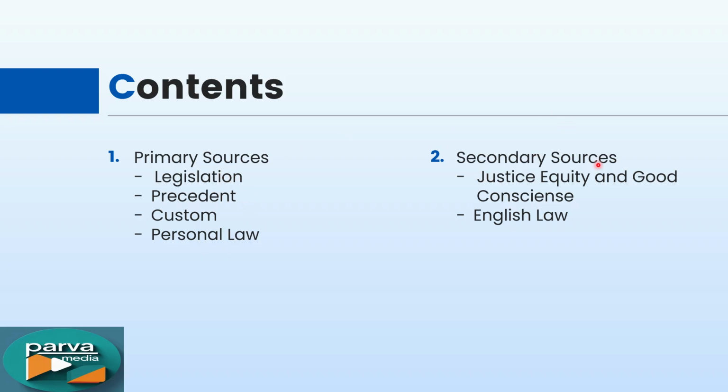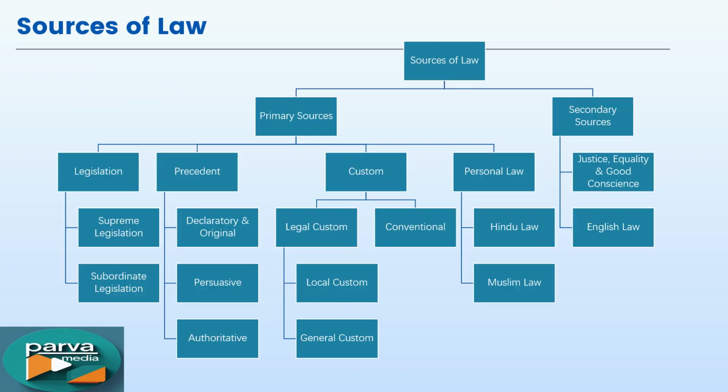Then we have secondary sources. These are more interpretative and philosophical, such as justice, equity and good conscience, and the influence of English law, especially in common law jurisdictions. Understanding these sources helps us trace the roots of legal authority and appreciate the dynamic interplay between tradition, reason, and institutional powers. Let's dive in now.